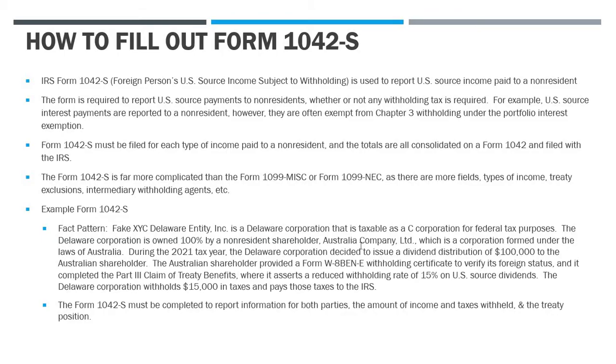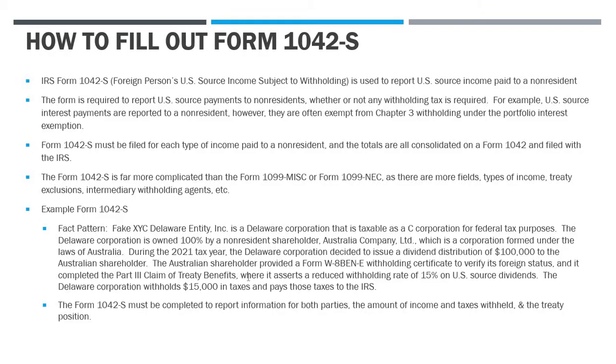Right, so C corporations are allowed to issue dividends to their shareholders, right, out of accumulated earnings. So that's what occurred here. $100,000 was going to go to the Australian shareholder. So before payment was remitted, the Australian shareholder provided a Form W-8BEN-E, right? That's a withholding certificate for a foreign entity. And it completes this to verify its foreign status. And it also completed Part 3 within the W-8BEN-E to claim treaty benefits.